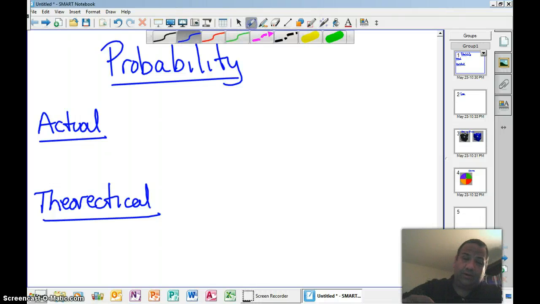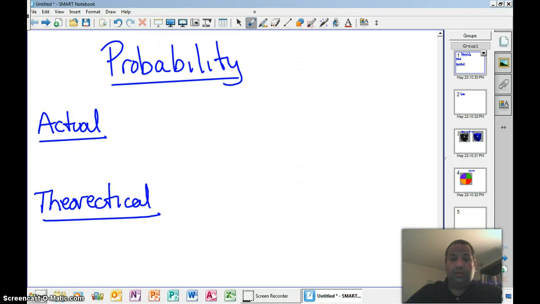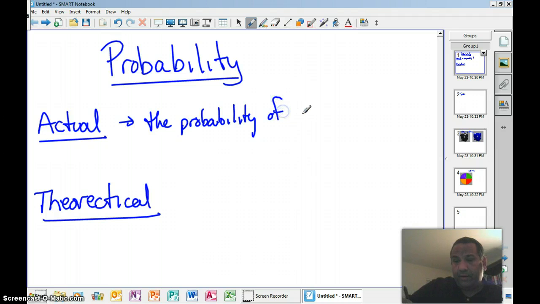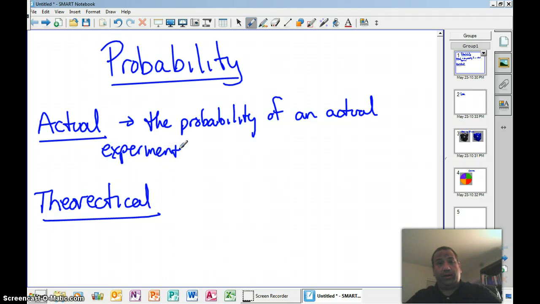Hello there, folks. There's two types of probability: actual probability and theoretical probability. The actual probability is when you're conducting an experiment and seeing what's actually happening. So if I flip a coin twice and it comes out heads both times, the actual probability of getting a head is 100% because that's what happened.